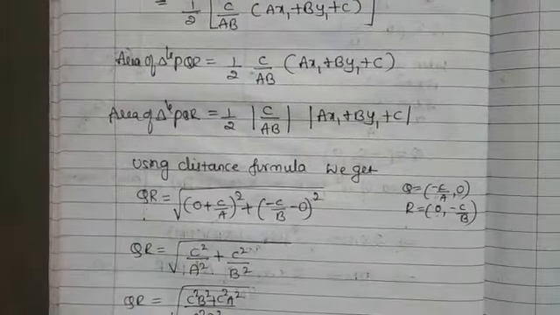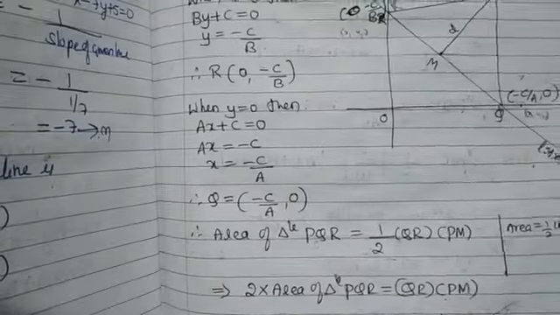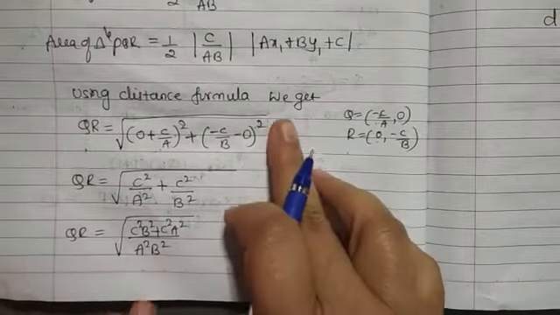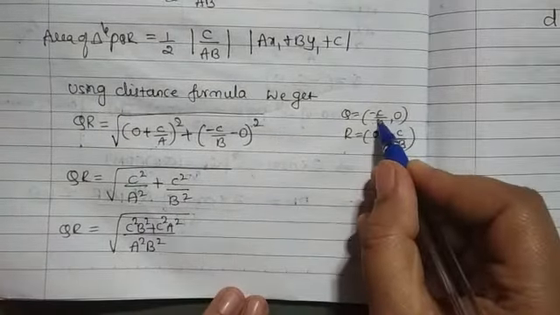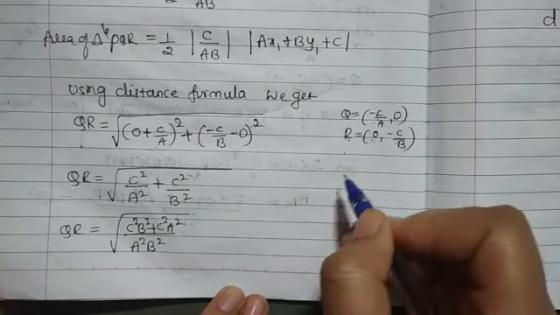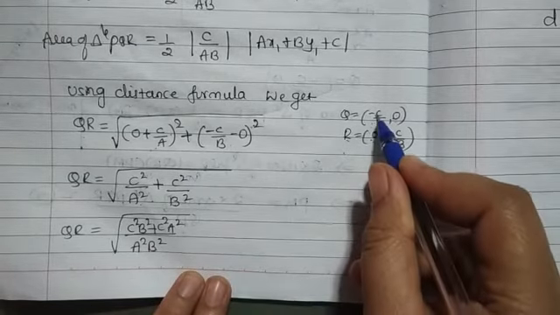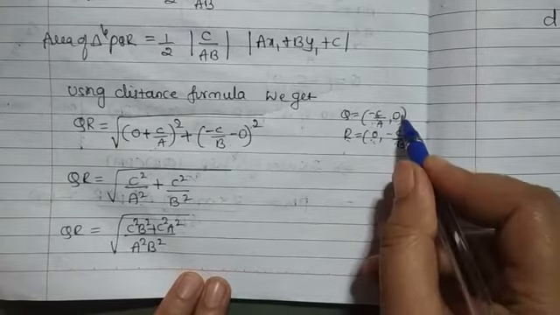Now we'll find the distance between 2 points. We found the area, and now we have to find the distance between 2 points using the distance formula. We take the point Q as x1, y1 and the point R as x2, y2, and we know that the distance formula is given by root of x2 minus x1 whole square plus y2 minus y1 whole square.